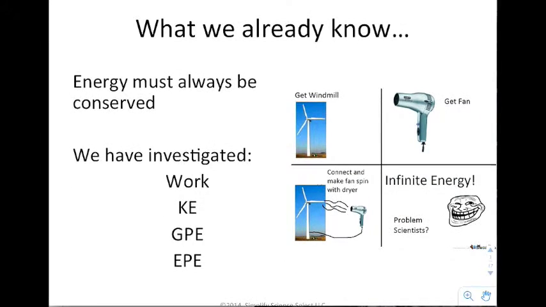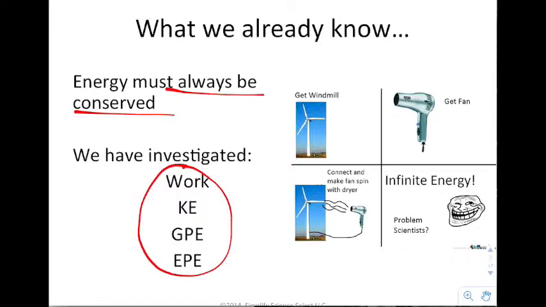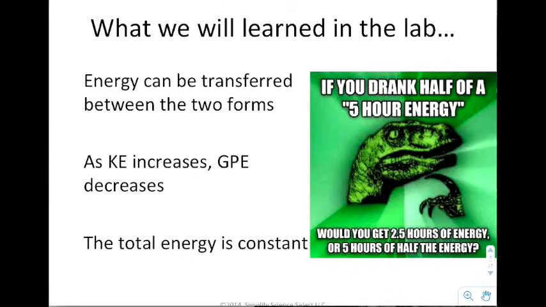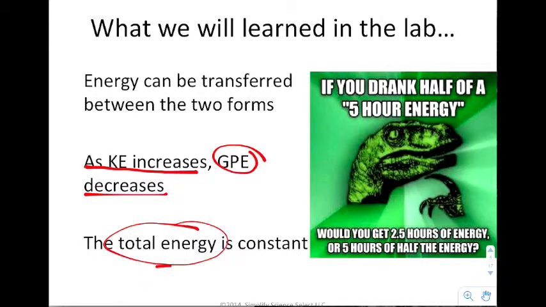So, here's what we know. We know that energy must be conserved. It's always conserved. We also know that we have work, kinetic energy, gravitational potential, and elastic energy, amongst other things like heat and thermal energy and chemical potential energy and all these other types of energy. So because of that, we know that we learned in the lab that energy can be transferred between two forms. As the kinetic energy increases, the gravitational potential energy decreases, and the total energy of the system is constant.